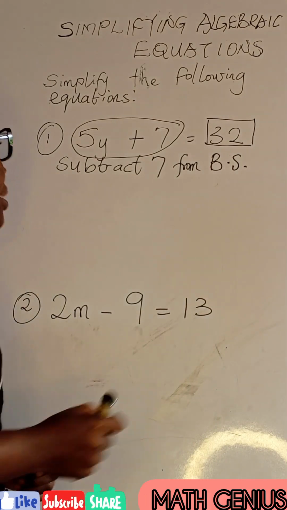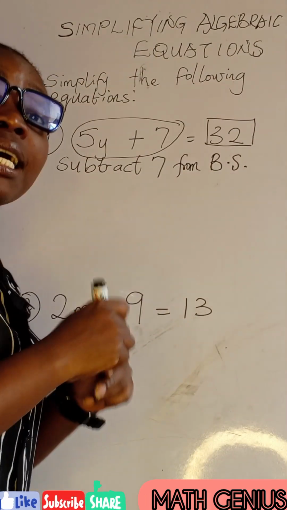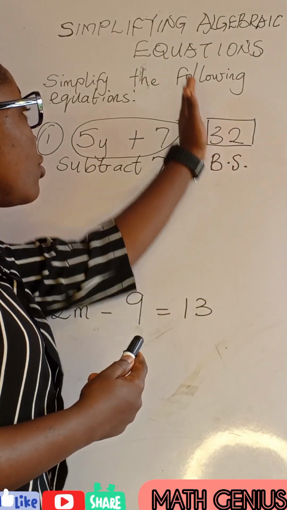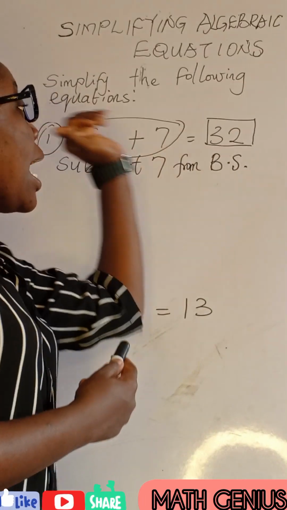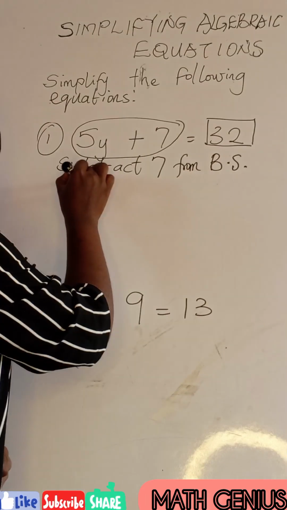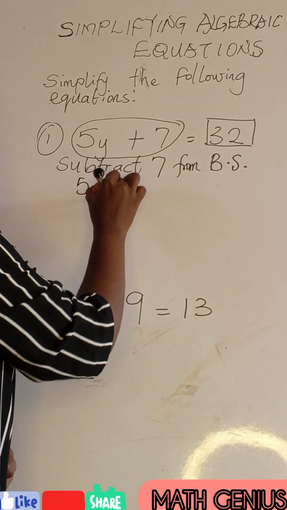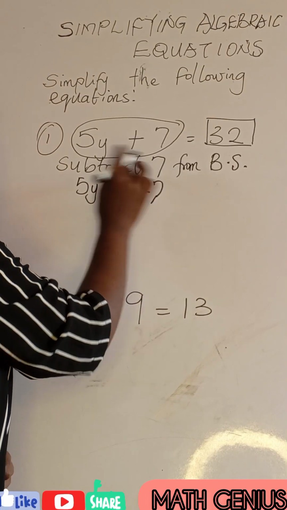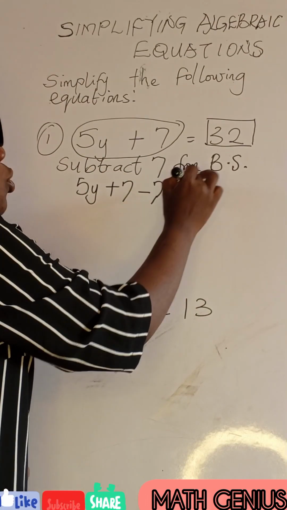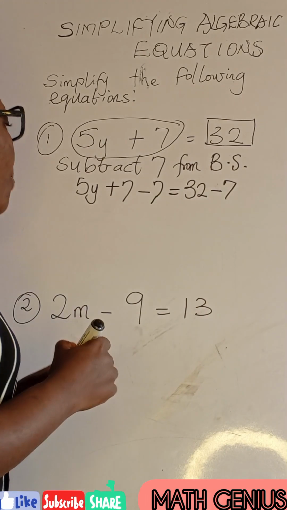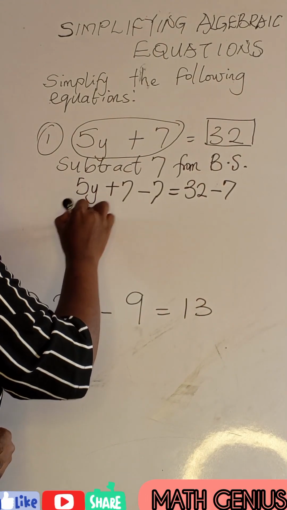Now, what we mean is this. Remember we said an equation has two sides. So it means we are going to subtract 7 from this side and subtract 7 from this other side. So we are going to have 5y plus 7 minus 7, which is the subtract 7, equal to 32 minus 7. So 5y is still on its own.